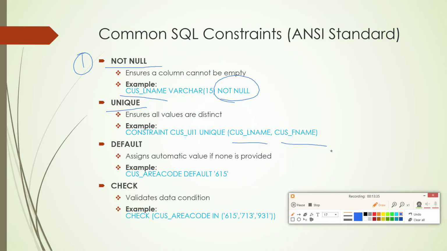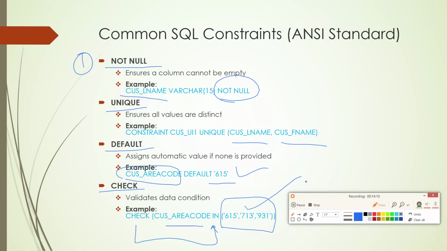That is called unique. And default means that by default in this column, for example area code, this value will be entered, and if you want to change it, you can change it later on. And the check constraint will check the list of values. Check is the keyword. Check that the customer area code is in this list. If the value entered is within this list, accept it, otherwise deny it. So these are the different kinds of constraints that could be used for creation of the table.